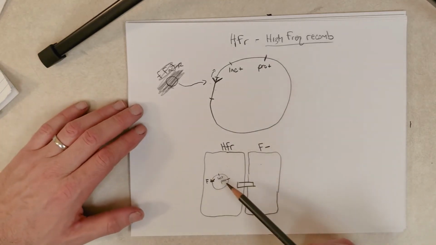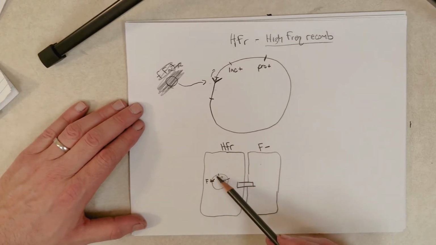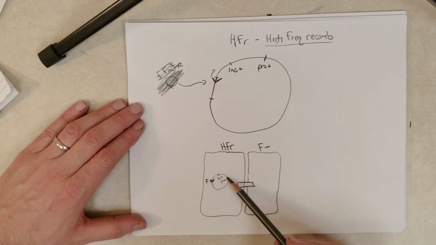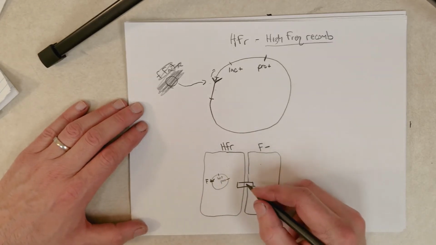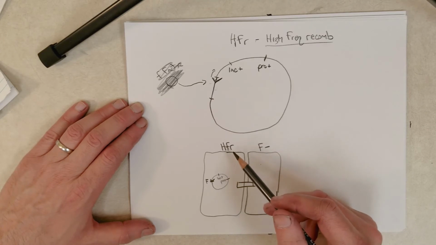Sorry about that. So again, this is the bacterial chromosome with all 3,000 or so genes in E. coli, but the F factor is right here. We're only concerned with lac plus and pro plus for this example.